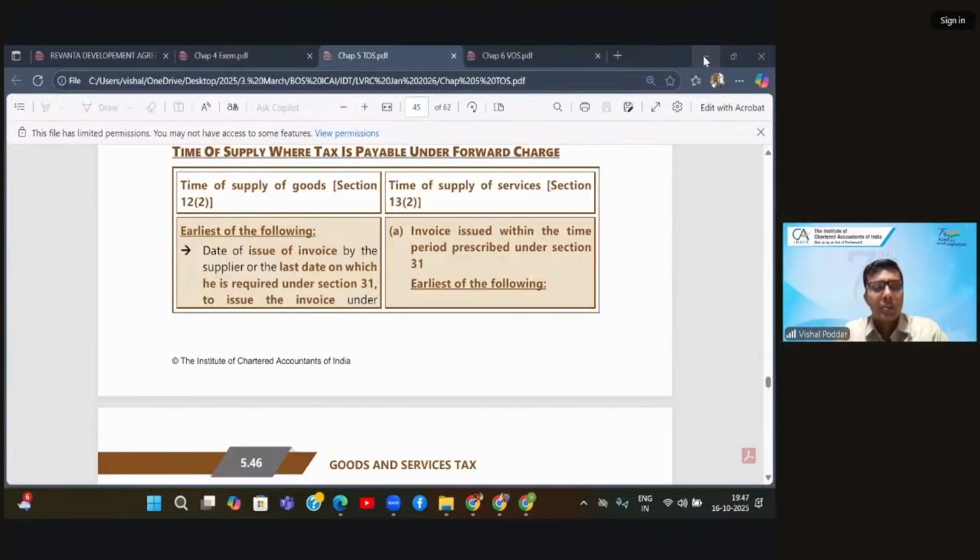So this is the date which will be considered as the date of payment.